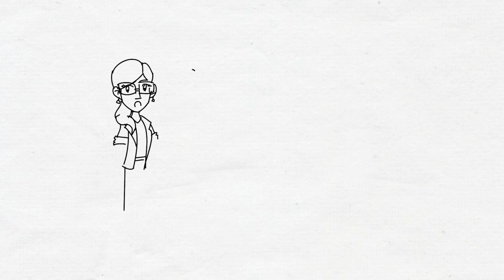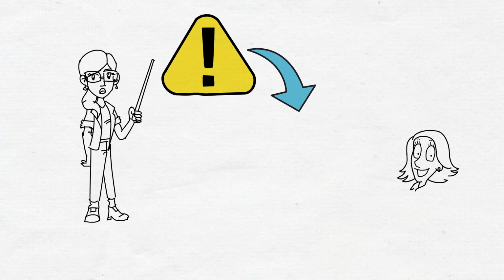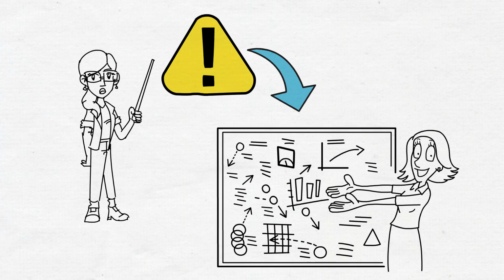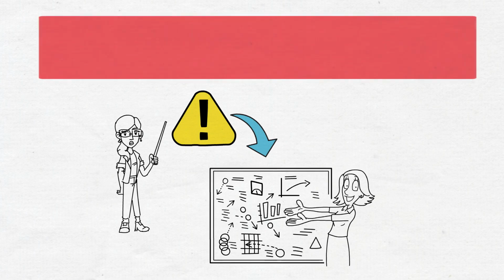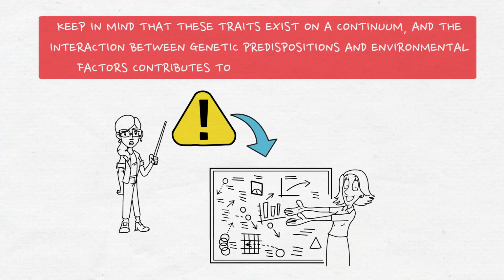Exploring these traits isn't meant to sensationalize or stigmatize people. Rather, it's meant to foster understanding of the complexities within the antisocial personality disorder spectrum. Keep in mind that these traits exist on a continuum, and the interaction between genetic predispositions and environmental factors contributes to the variety of their expression.